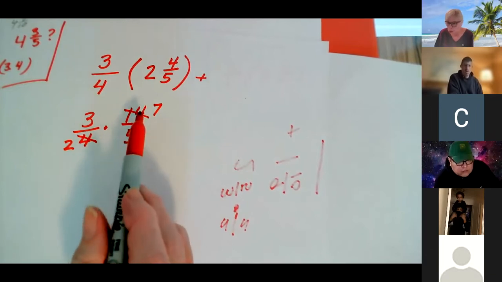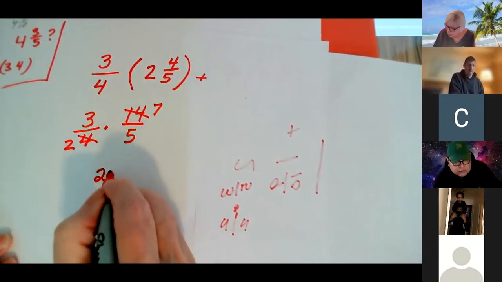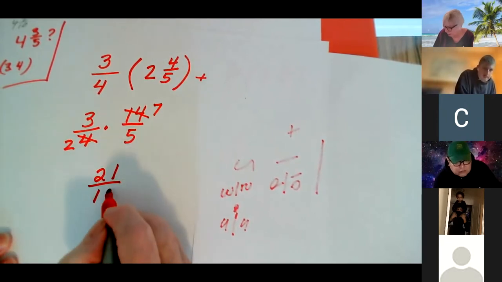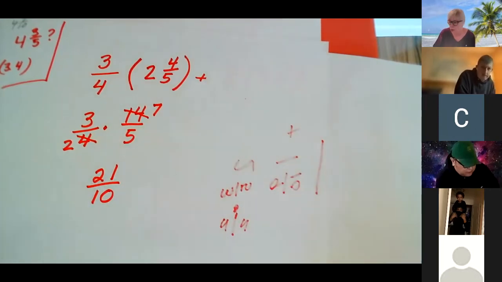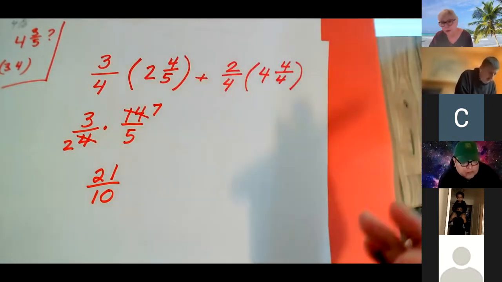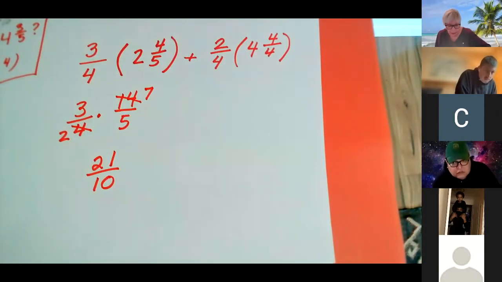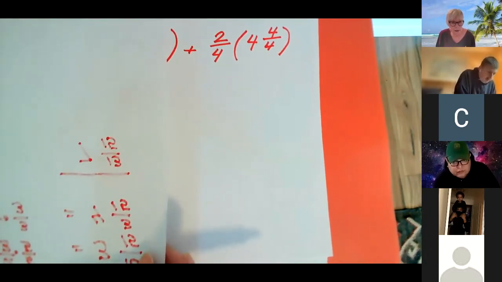And so now I'm going to multiply across. 3 times 7 is 21. 2 times 5 is 10. I'm going to leave this for the time being and see what happens over in the other problem. Well, when I look at this, I'm going to ignore the front part, the part I just finished, and focus over here. Is that clear?